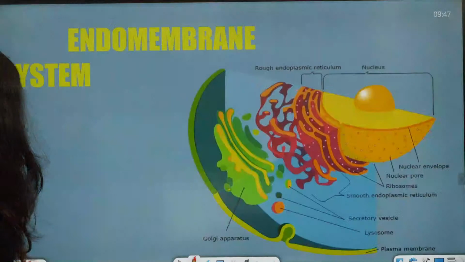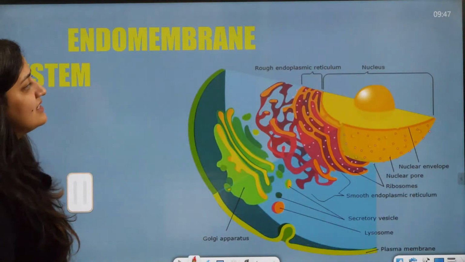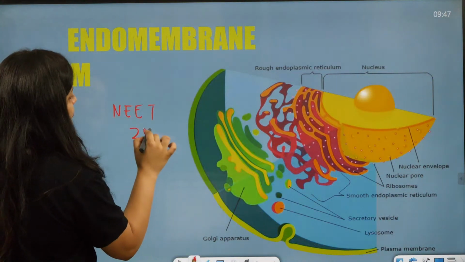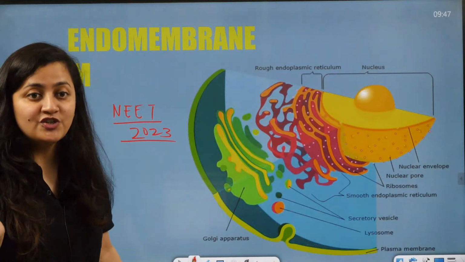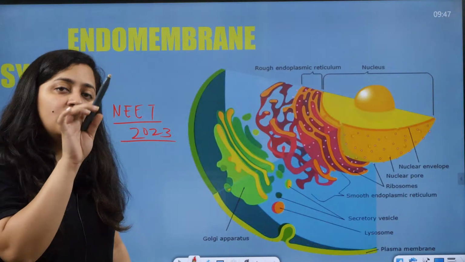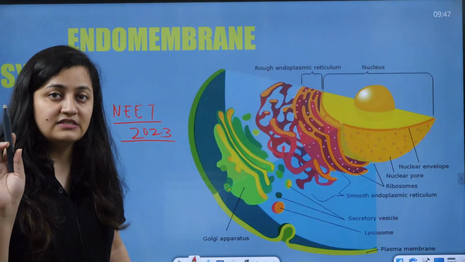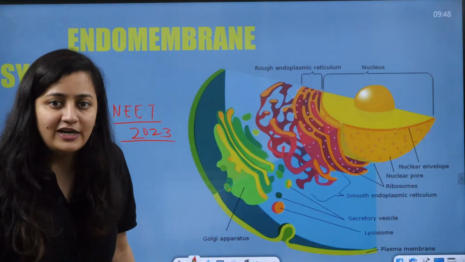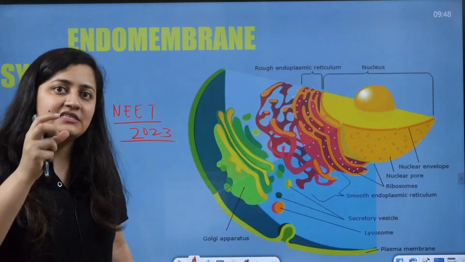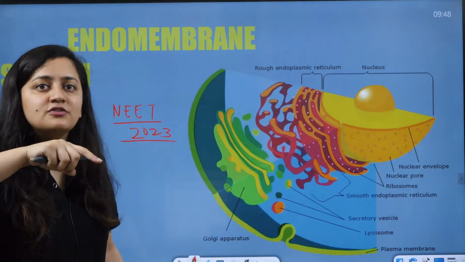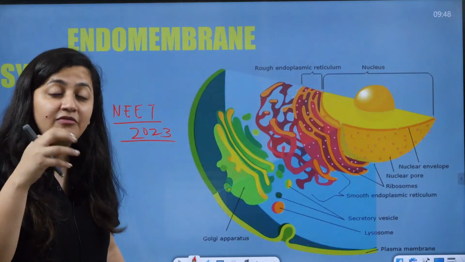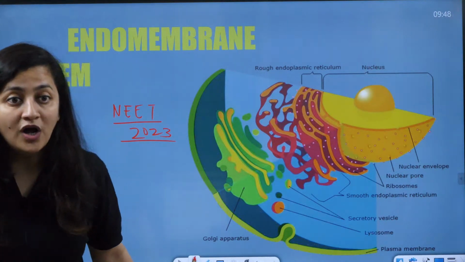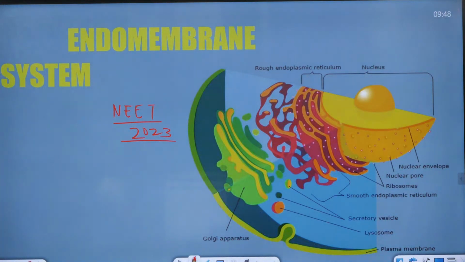Okay? So the next thing that we need to discuss is the endomembrane system, and even in NEET 2023 one question was there from this particular part, although the question was very easy. Even while solving the question, I made a mistake. I was reading which organelles are part of the endomembrane system, but they were asking which organelles are not part of the endomembrane system. I was just solving the paper, so I had the chance to change my answer. But while marking the OMR sheet, you need to be very accurate. So before marking the answers, you need to read the question twice.